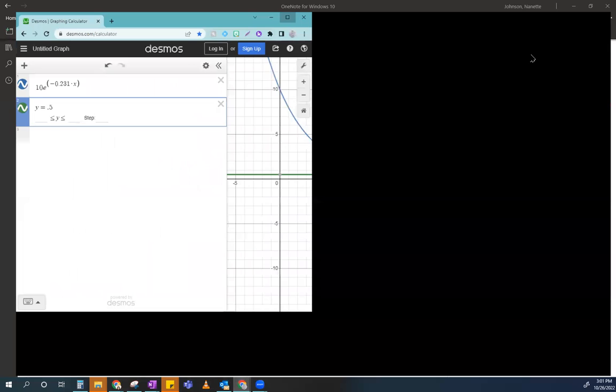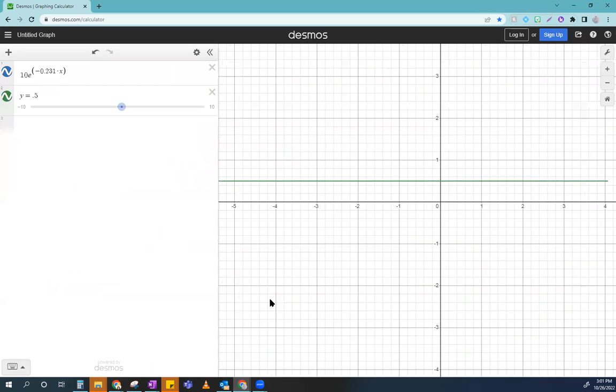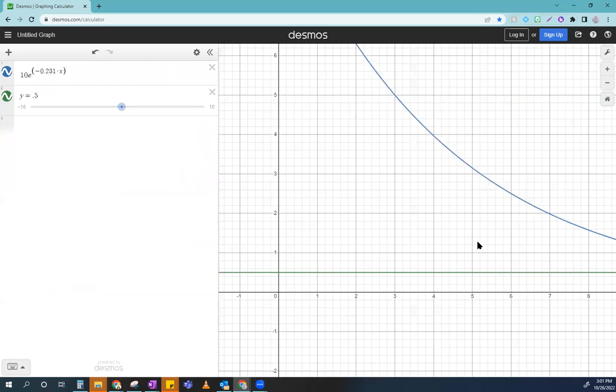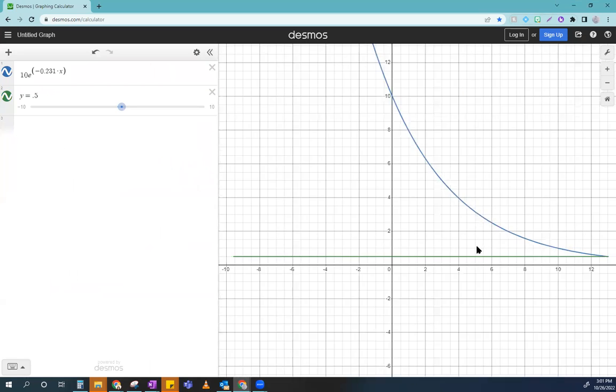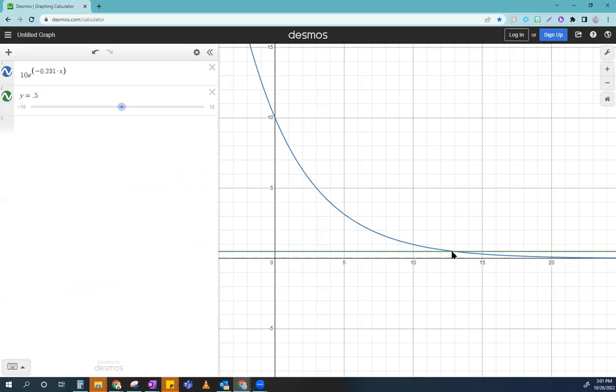Okay, so I'm going to get this really big. I'm like, where did my function go? And it's all the way over there. So I'm going to zoom out a little, and then there I see it. I'm going to click on this point and it tells me at 12.969, basically 13 years. At 13 years, it's at half a pound. So I want to go a little bit past that.